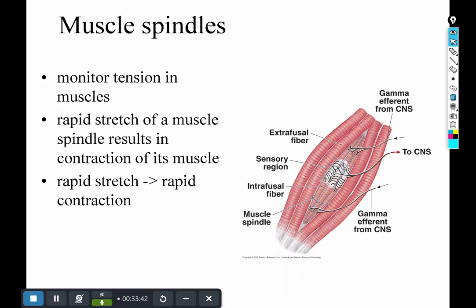And because we don't want our sarcomeres to come completely apart, right? Because remember, if we don't have any cross bridges, we can't generate any tension. That means that overstretching of a muscle is dangerous and it potentially will injure us. So if we are stretching the muscle, that means that the muscle spindle will also get stretched, and that sends afferent information to the CNS, which produces the opposite response. So rapid stretch, the response to that is rapid contraction.